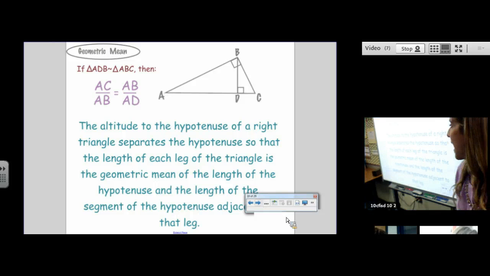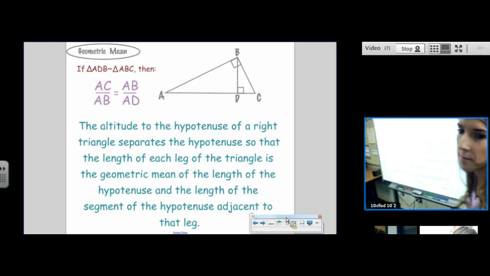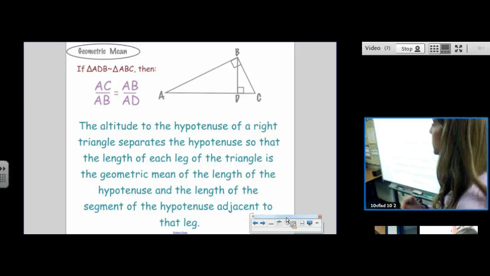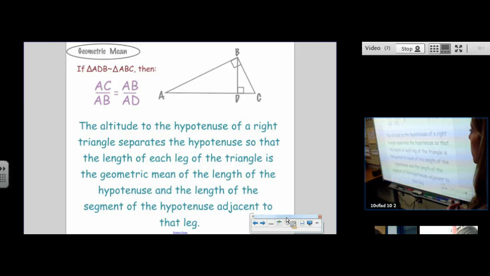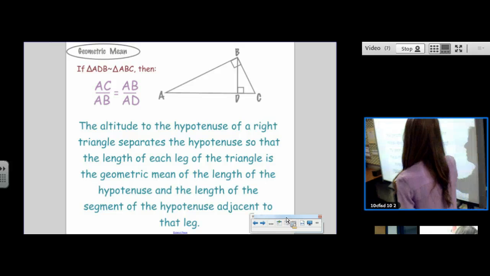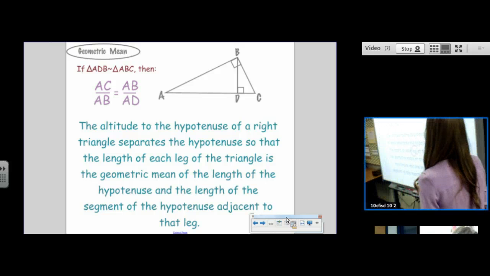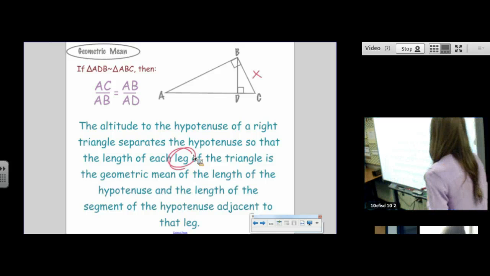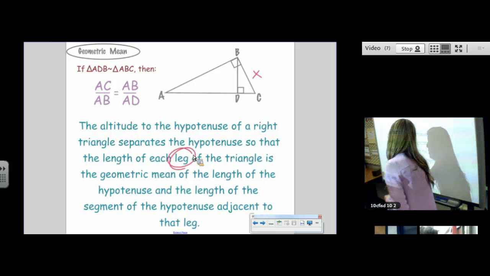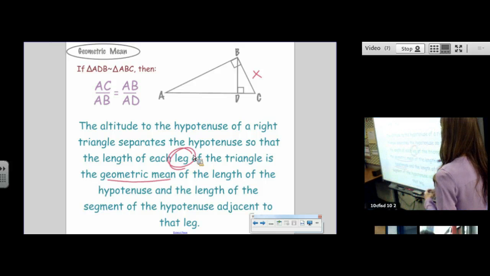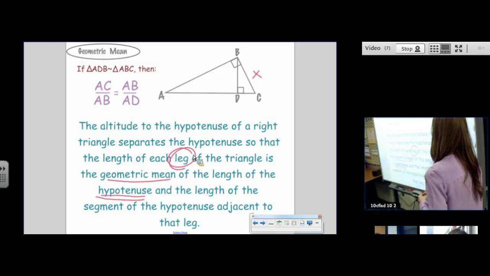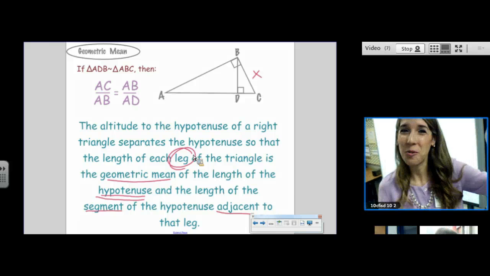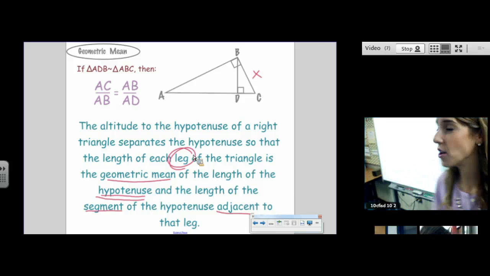Okay, last theorem of the day, I promise, okay? Next one, we have one more shortcut, one more proportion that's going to help us solve for sides. It separates the hypotenuse so that the length of each leg, I'm going to put an X by one of the legs, is the geometric mean of the hypotenuse and the length of the segment of the hypotenuse adjacent to that leg. So there's where the adjacent segment is. I know this is so wordy. I get it. I'm on your side. I know this is confusing.